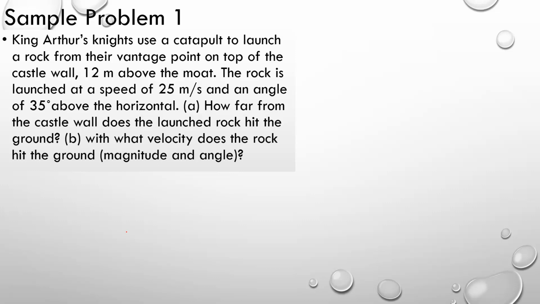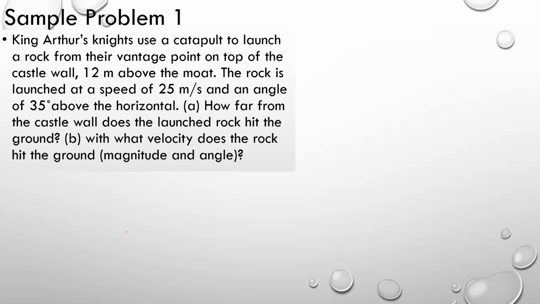King Arthur's knights use a catapult to launch a rock from their vantage point on top of the castle wall 12 meters above the moat. The rock is launched at a speed of 25 meters per second and an angle of 35 degrees above the horizontal. A. How far from the castle wall does the launched rock hit the ground? And B. With what velocity does the rock hit the ground? And we want both the magnitude and the angle there.